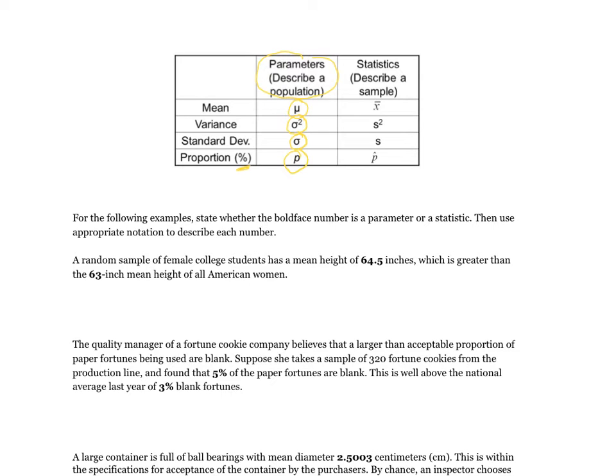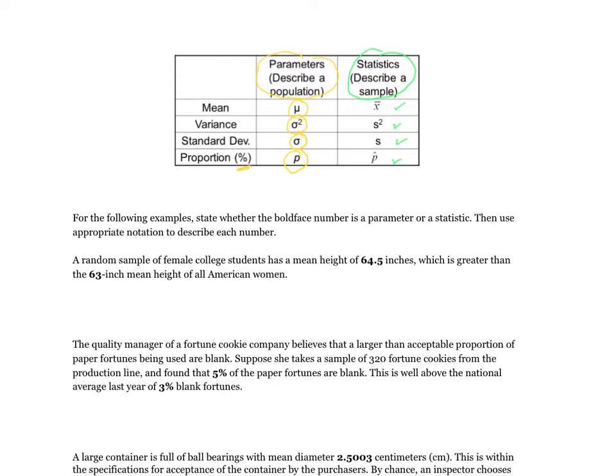If we're talking about a statistic that describes a sample, then it's either x bar if it's a sample mean, s squared if it's a sample variance, s if it's a sample standard deviation, and p hat if it's a sample proportion. So you should be familiar with all of that terminology, okay? The hardest one is probably the variance. You have to remember that that's the standard deviation squared. So for the following examples, we're going to state whether the boldface number is a parameter or a statistic. Then we're going to use the appropriate notation to describe each number. This is something you're going to have to be able to do.